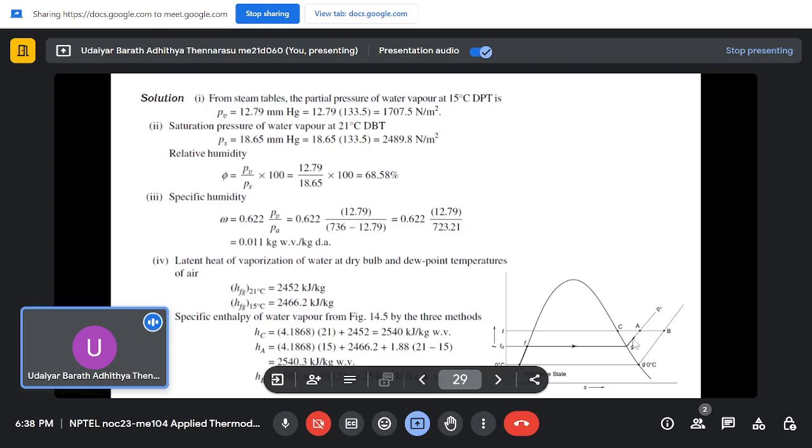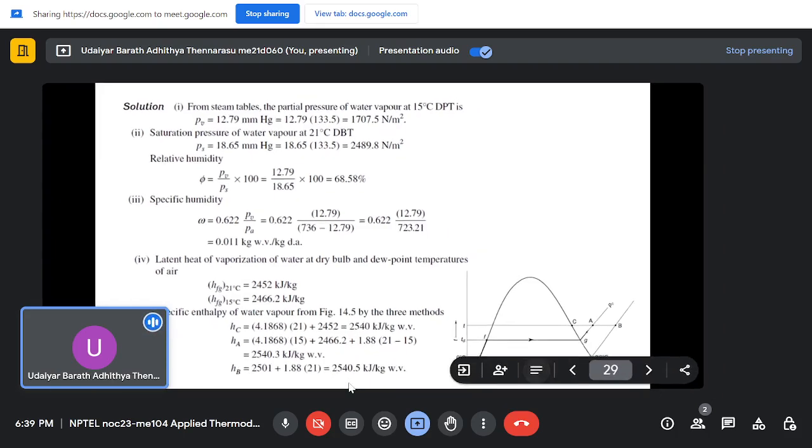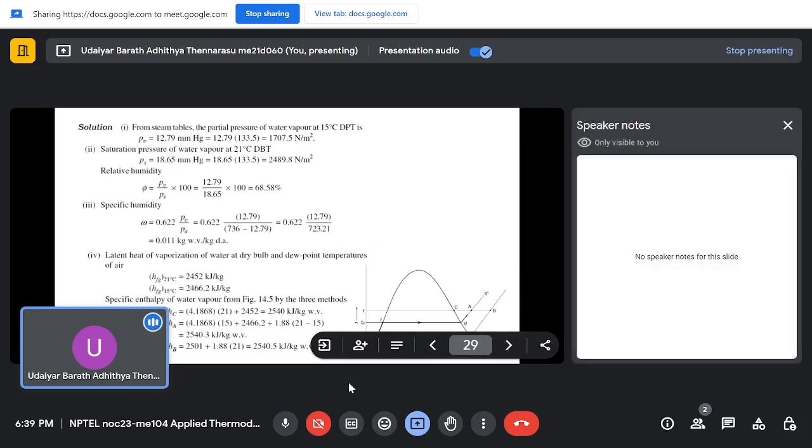So the enthalpy at point A, we can easily find out by a similar method. Initially there will be sensible heating of water, then latent heat, and then sensible heating of steam or water vapor. So 4.186 into 15 minus 0, because the dew point temperature is 15. Then the latent heat at 15 degrees Celsius, which is 2466.2, plus 1.88 into 21 minus 15. So that is superheating of vapor. That will come out to be 2540.3 kilojoule per kg.